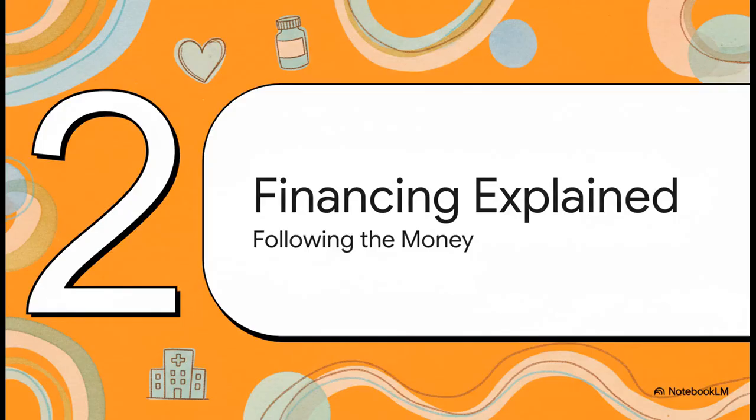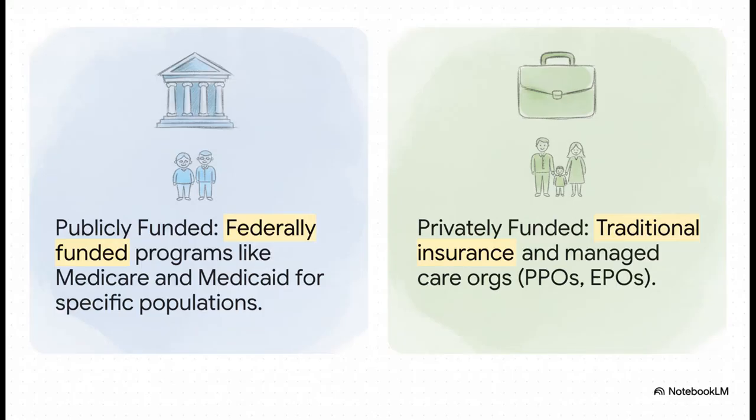All right, we've got the who, what, and where down. So now, let's follow the money. Seriously, understanding how all of this is paid for is absolutely critical because it really dictates who gets what kind of care and where they can get it. So, if you zoom way out, you can basically split financing into two big buckets. On one side, you have publicly funded programs, think Medicare and Medicaid, which are run by the government for specific groups of people. And on the other side, you have all the privately funded plans, like the PPOs and EPOs a lot of people get through their jobs.